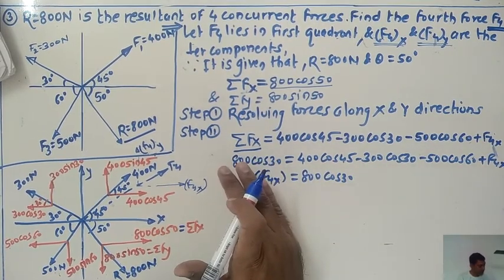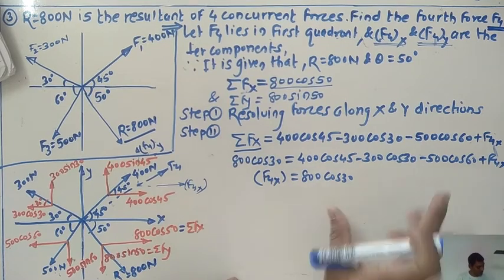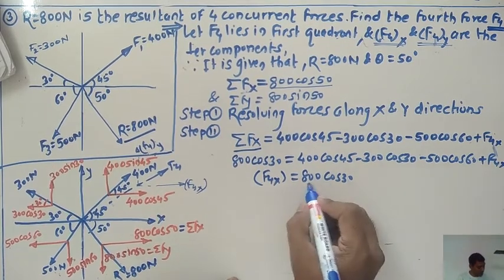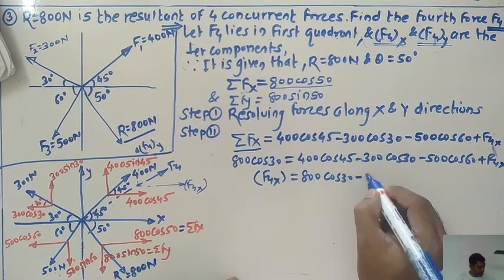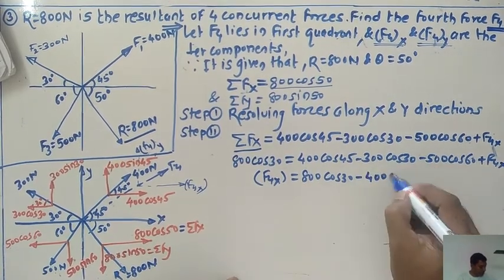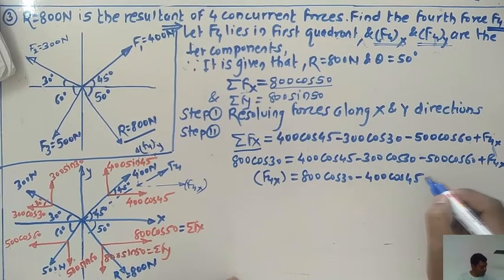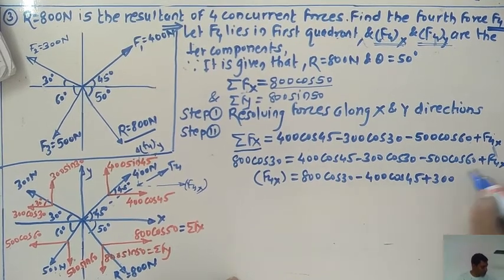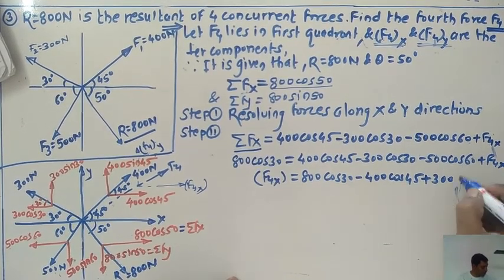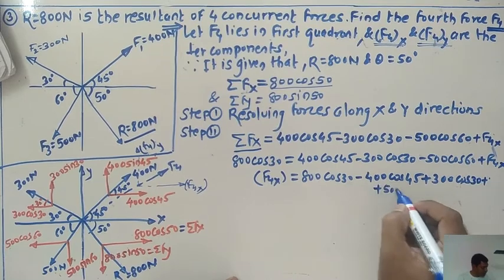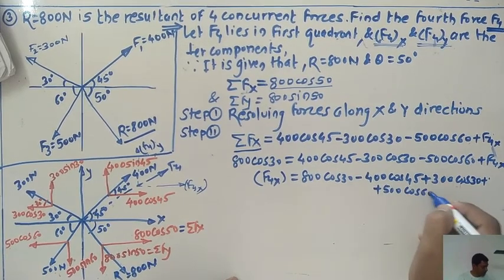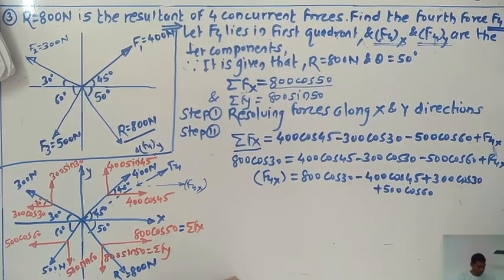Okay, or we'll just interchange that so that we can get here 800 cos of 30 as it is. The sign for this one will change. So 400 cos of 45 next, plus 300 cos of 30. Okay, the sign for this one also changes. I'll write here 500 cos of 60. So do the calculation.